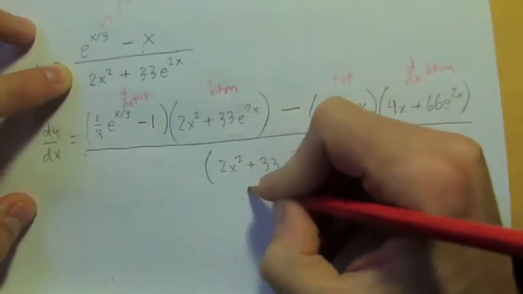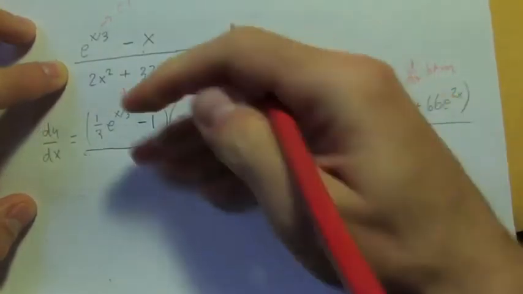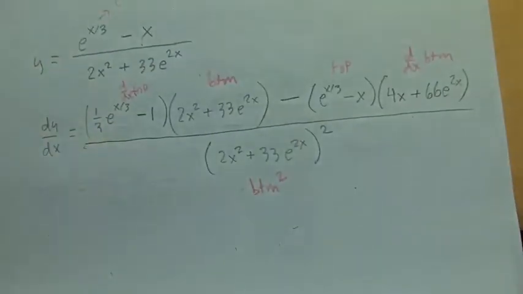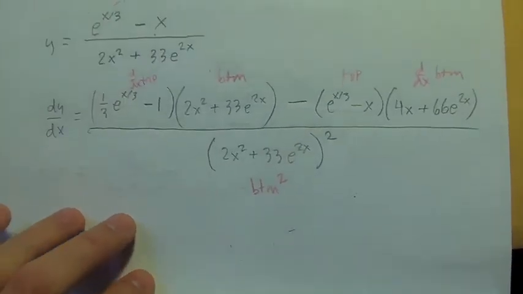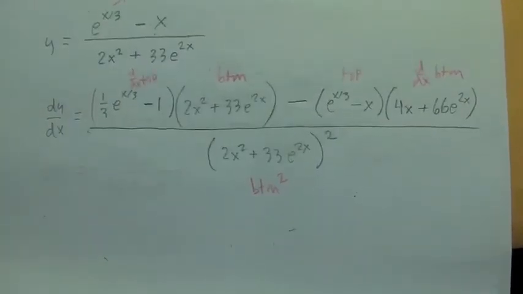And that is how we would leave it. Don't try and simplify problems like this, especially quotient rule problems. Most of these you're just going to take that derivative, crank out that quotient rule, and move on.